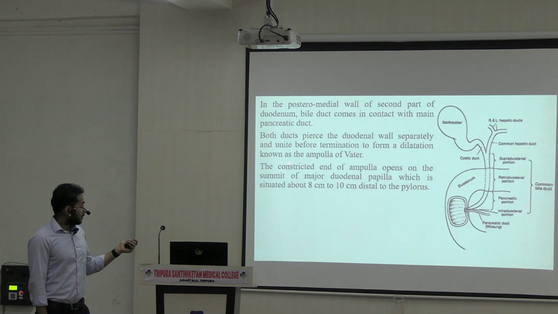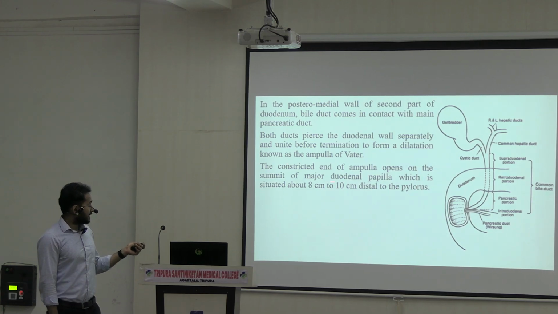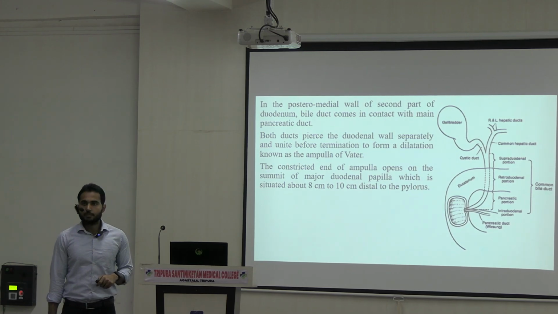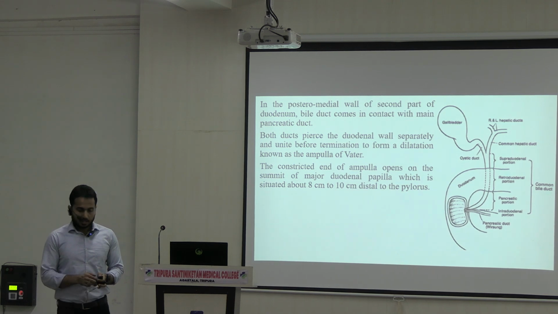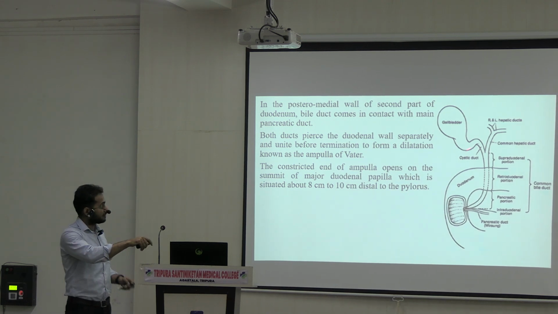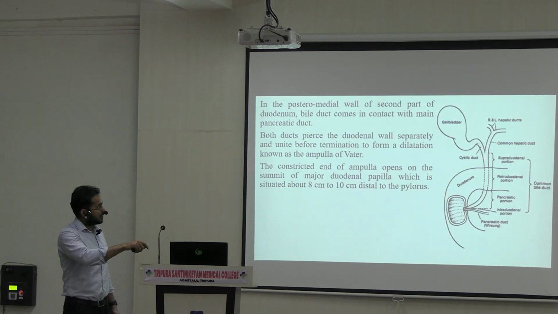Now, where it is present, the ampulla is there in the major duodenal papilla, 8 to 10 centimeter distal to the pylorus of the stomach. Now, here please concentrate on this diagram. Can you see the common bile duct?